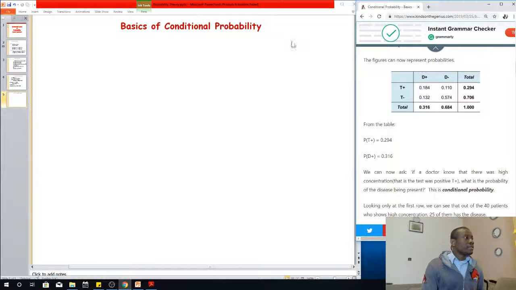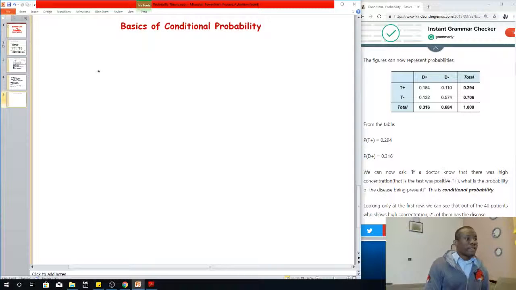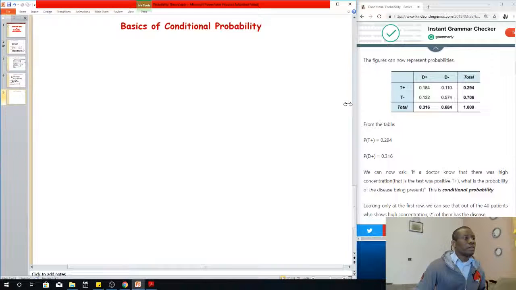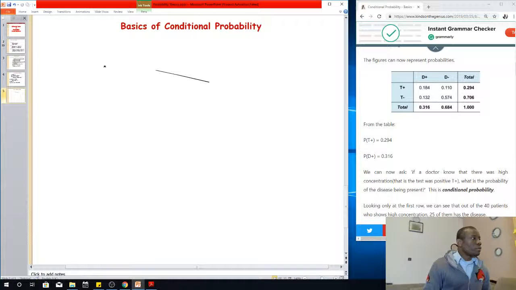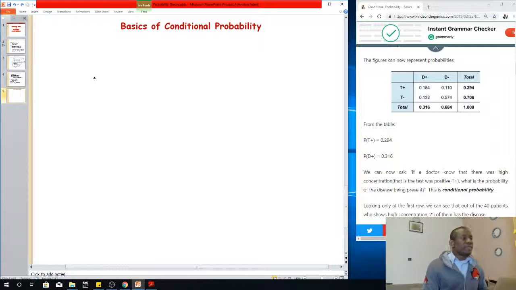Now I'm going to take a pen so that we can write to see what is happening here. Sorry, let me make some room by shifting this a little away from here. Okay, so let's give it a second. So we have the probability of T plus.